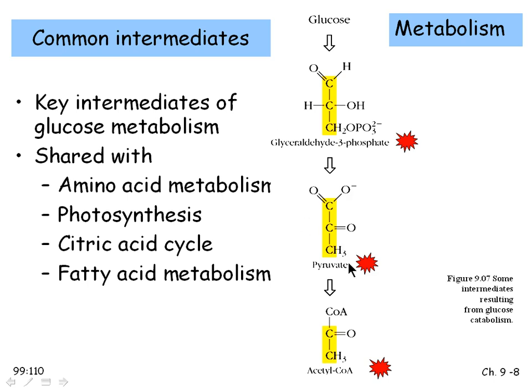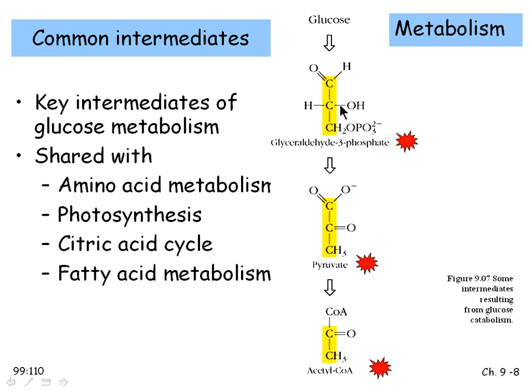Another common intermediate is pyruvate, again, a 3-carbon compound. It's fully oxidized at one end with a carboxylic acid, and it's fully reduced at the opposite end with a methyl group, which is going to turn out to be important. And this is a precursor for making acetyl-CoA in a step or two.